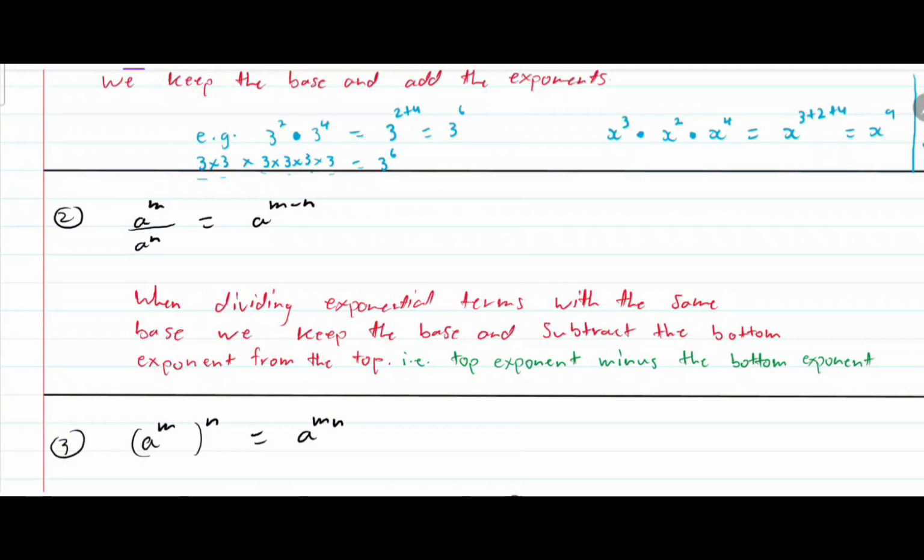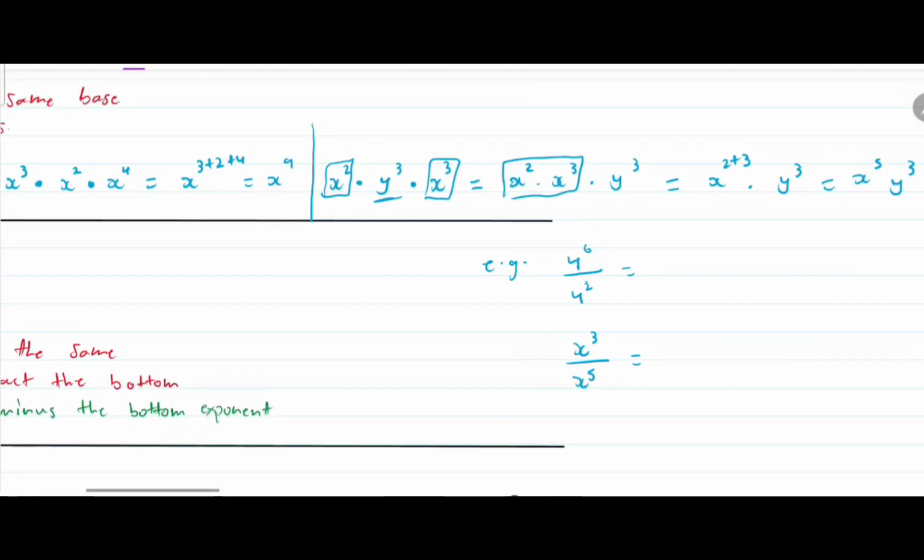Now this is the division law. When dividing exponential terms with the same base, we keep the base and we subtract the bottom exponent from the top. That is the top exponent minus the bottom exponent. So for example, if I had 4 raised to the power of 6 divided by 4 squared, what am I going to do? I'm going to keep the base, which is 4. I'm going to subtract the bottom exponent from the top exponent. Basically, it's going to be 6 minus 2, which is equal to 4 raised to the power of 4. And 4 raised to the power of 4 is going to be equal to 256.